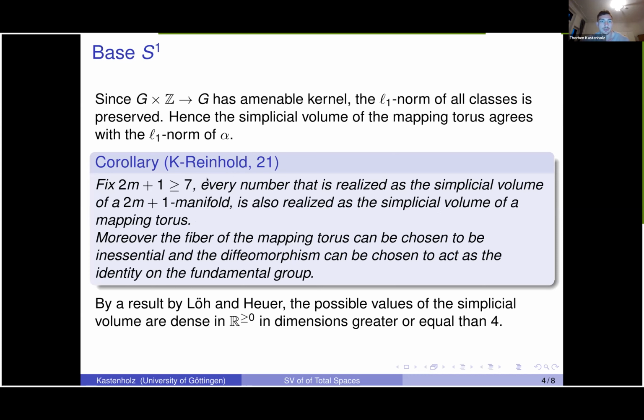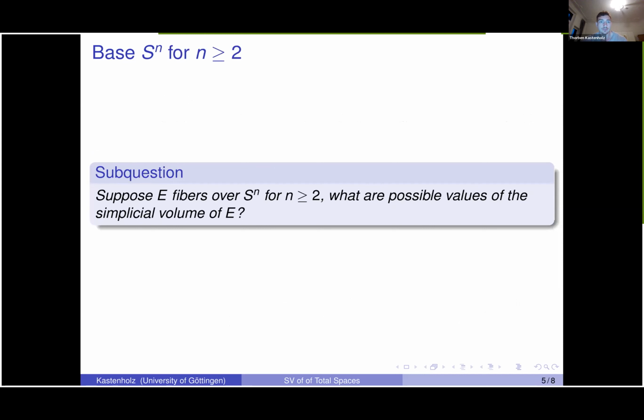And so somehow to answer the question I asked before, there's a result by Clara Löh and Nikolaus Heuer, which says that the possible values of the simplicial volume are dense in the positive real numbers if the dimension is greater or equal than 4. So this somehow answers the base S1 case.